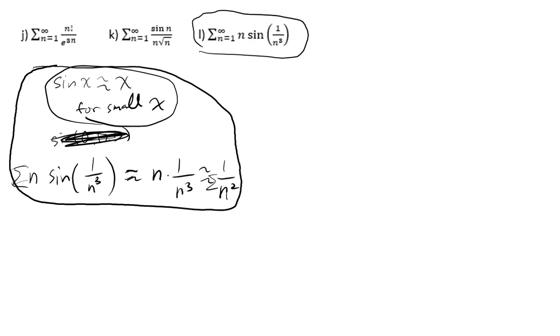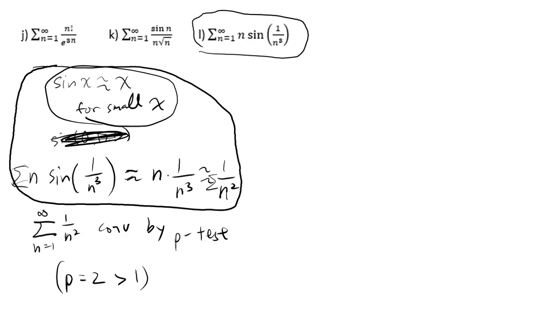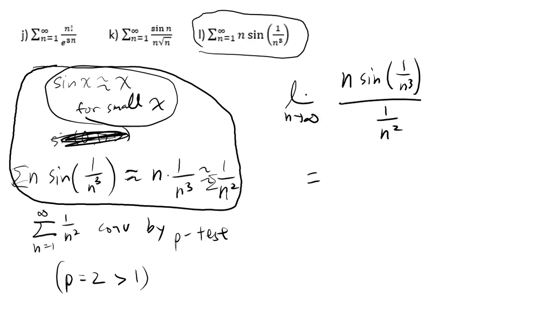So now here's the actual solution. We first discuss that the sum of 1 over n squared, n from 1 through infinity, converges by the p-test, where p equals 2, which is greater than 1. And then we say the limit as n goes to infinity. We're going to do the limit comparison test: n times sine of 1 over n cubed, divided by 1 over n squared.